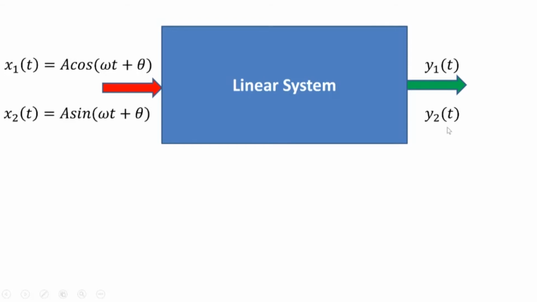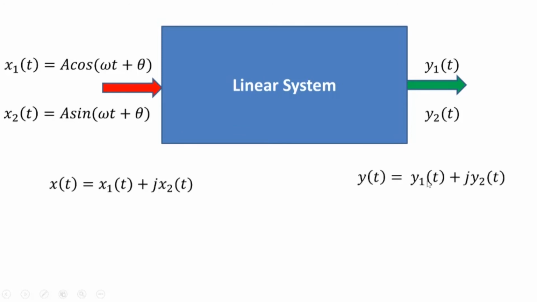Let's say the response is y2(t). Now note that it's a linear system. So suppose you know y1 and y2, and suppose you now apply x(t) equal to x1(t) plus j times x2(t), where j is a constant. What is the output going to be? Well, the output is going to be y1(t) plus j times y2(t).